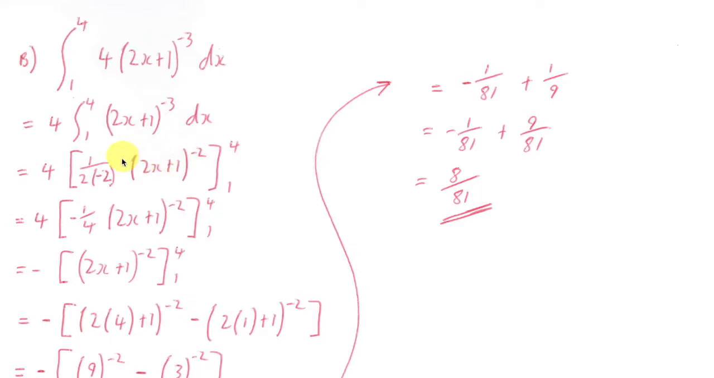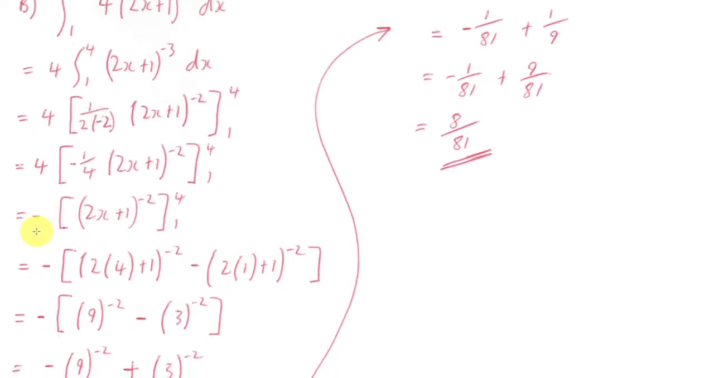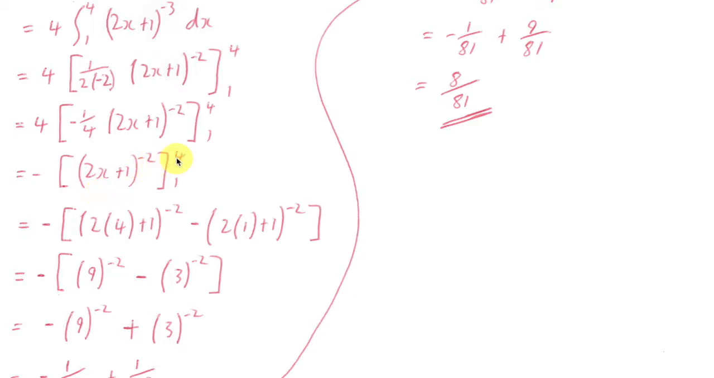And of course what I need to do is put that into square brackets and put in my terminals 4 and 1. Simplifying a little bit here, I have negative 1/4 times the linear factor to the power of negative 2. I can take out that negative 1/4. Now you can imagine that I've got 4 multiplied by negative 1/4, which equals negative 1, so that's why I have a negative here. Now we can substitute the 4 into the rule, that's this here, and subtract from it the substitution of 1 into the rule, and that's that bracket there.